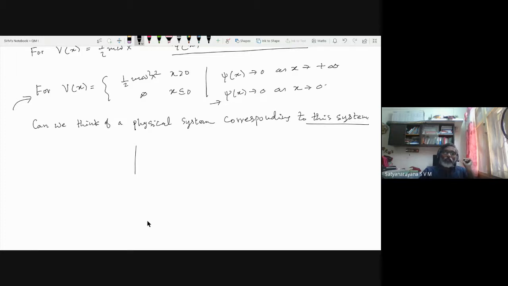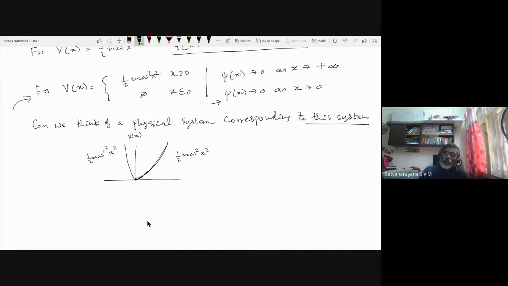Maybe we will get answers, maybe we will not, but questions are more important than the answers. So let's say that I have a potential like this, and I have half m omega square x square on this side, and let's say I have another potential that is half m omega prime square x square this side. That means I have two different parabolas. This side it is one, and this side it is another.